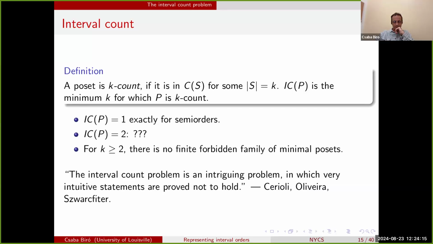And there is a nice survey paper on the interval count of posets and graphs, and this survey paper has this sentence in it. This is by Sergio Oliveira and Schwarzfitter. If you Google their name and survey paper for interval count, I'm sure you'll find the paper. They write this in the paper: the interval count problem is an intriguing problem in which very intuitive statements are proved not to hold. And I did learn this the hard way. We conjectured many statements that turned out to be false.